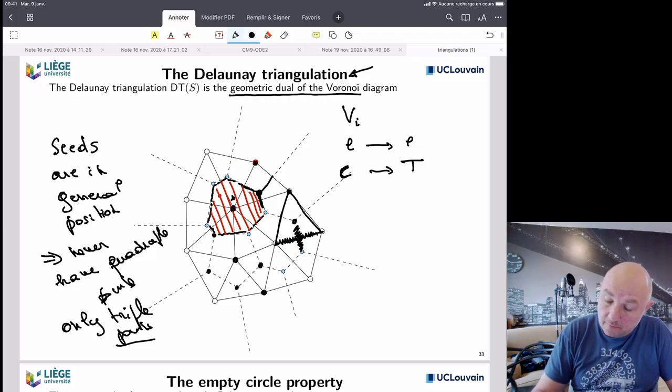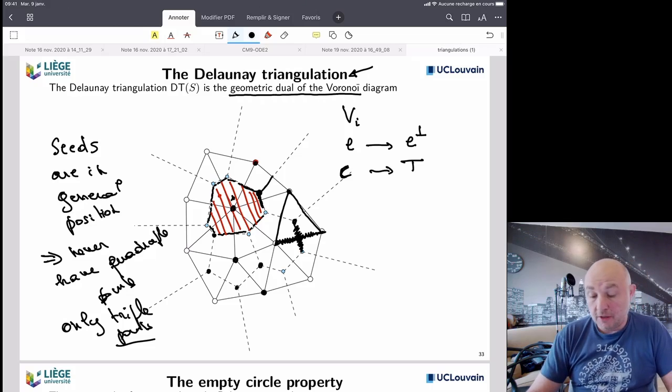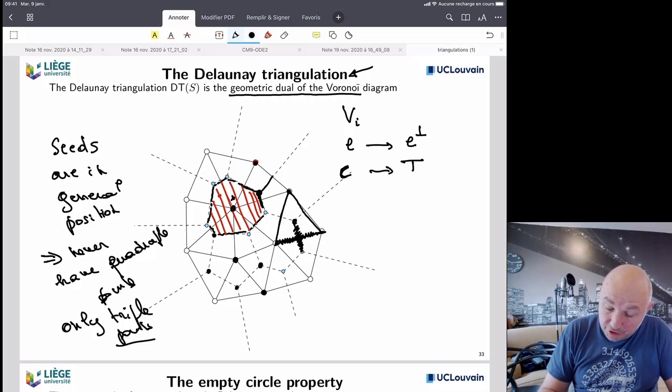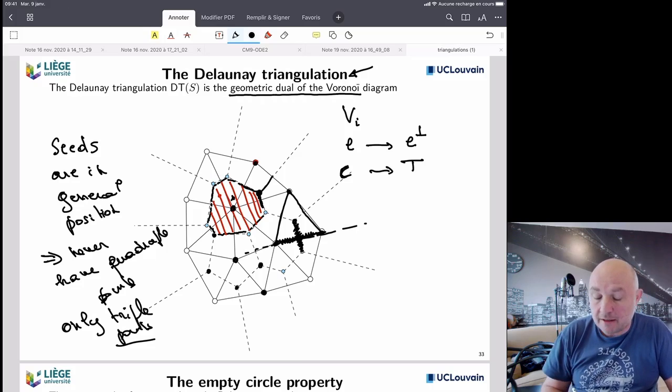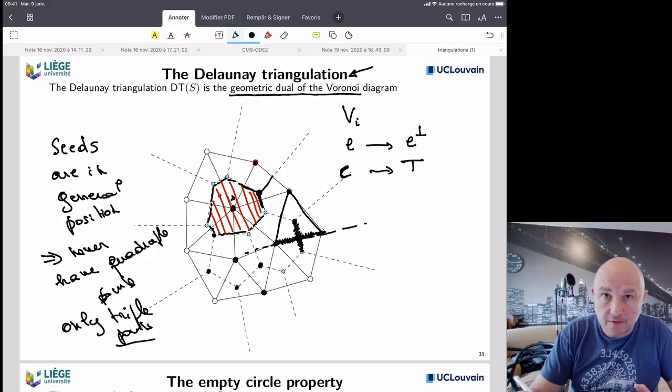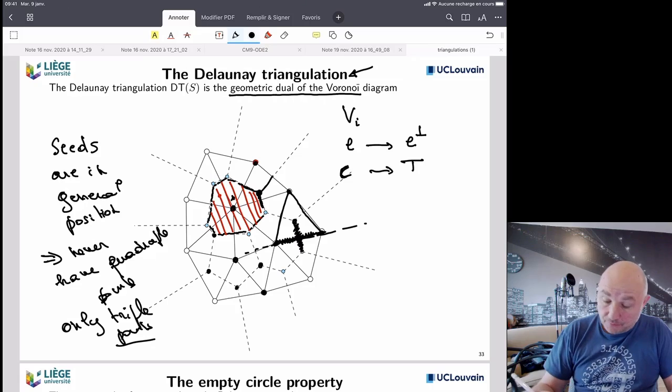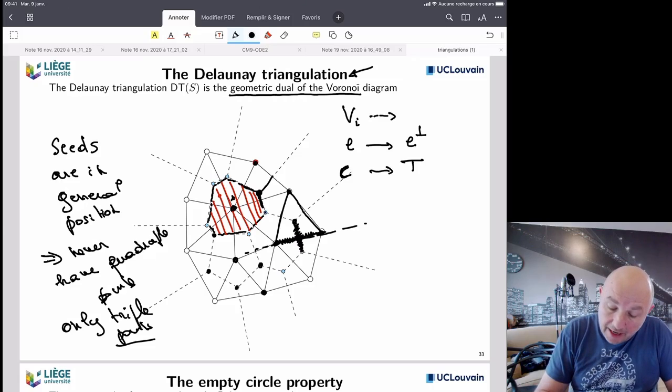Okay, and those edges are orthogonal together. This edge is orthogonal to that edge. Why? Because the Voronoi edges are the orthogonal bisectors of the line connecting the two seeds. And again, to each Voronoi cell corresponds one, and only one, seed.